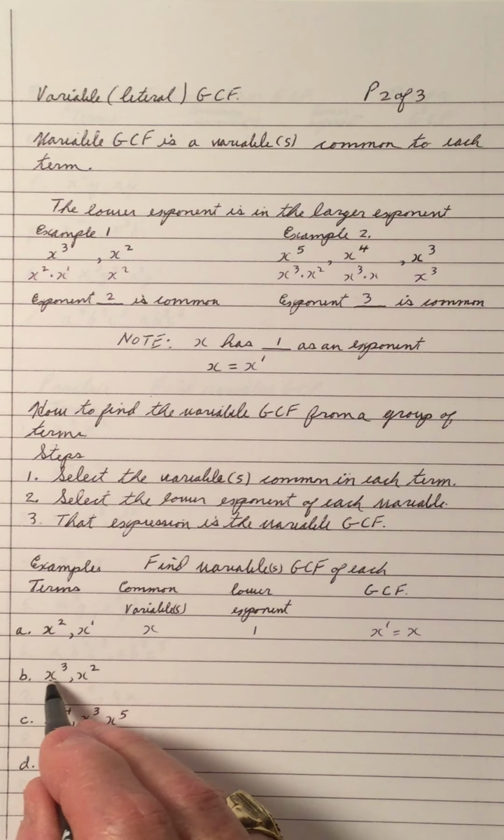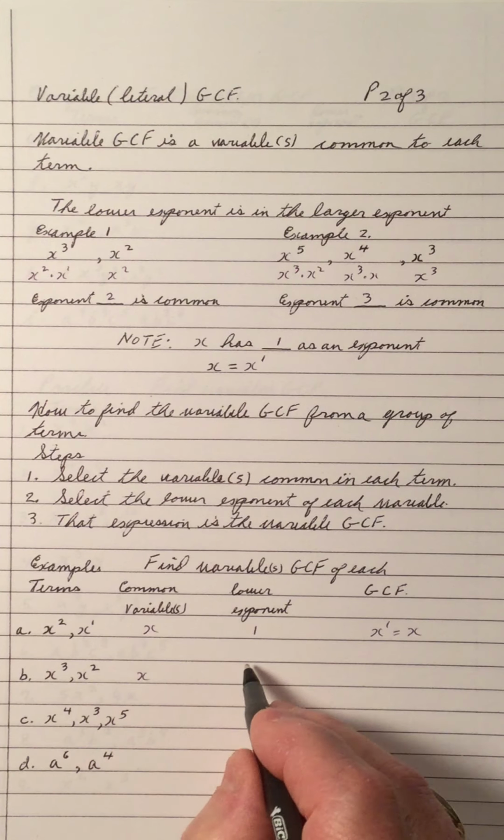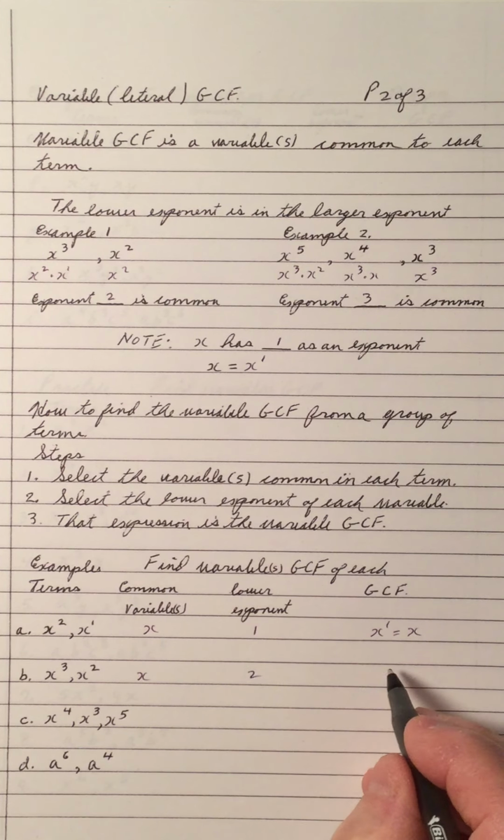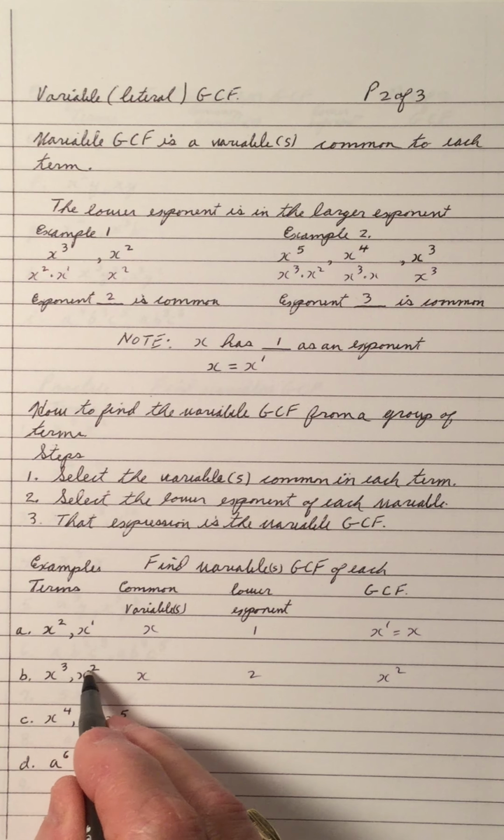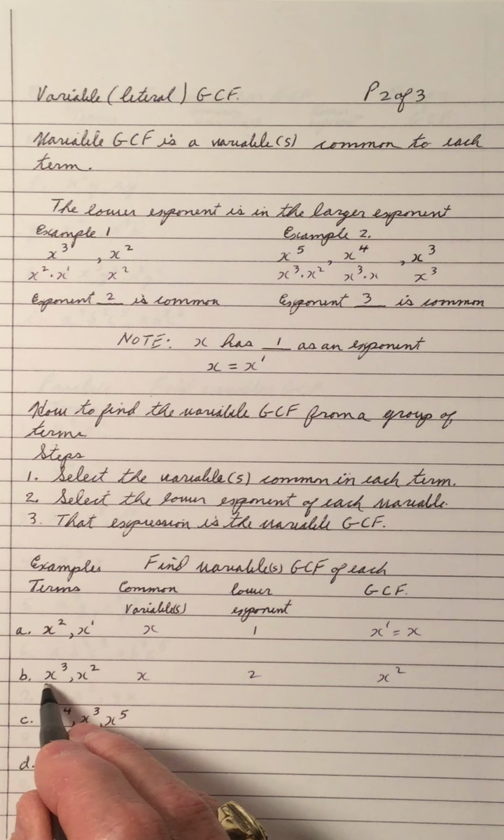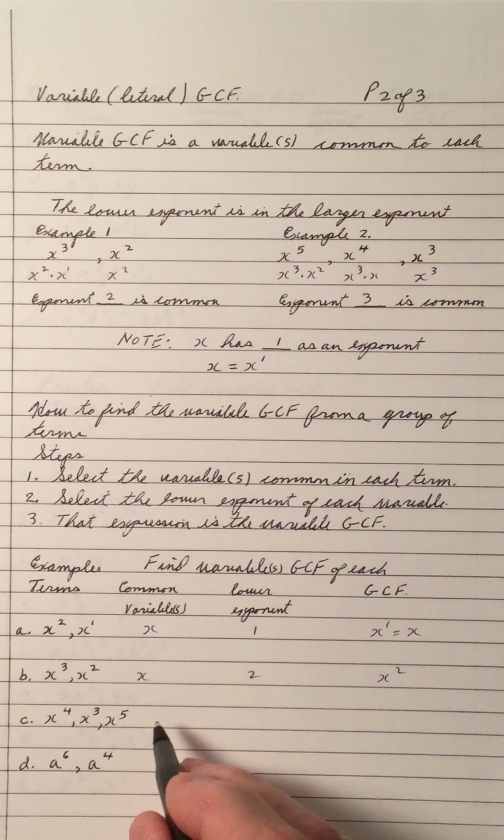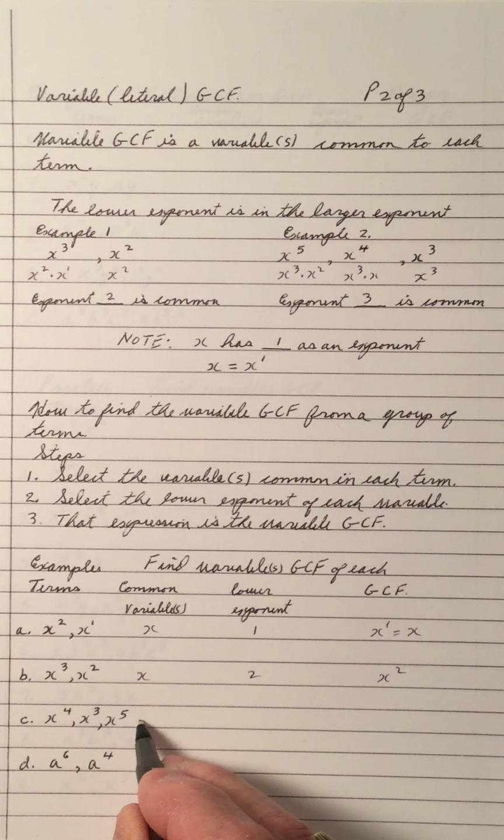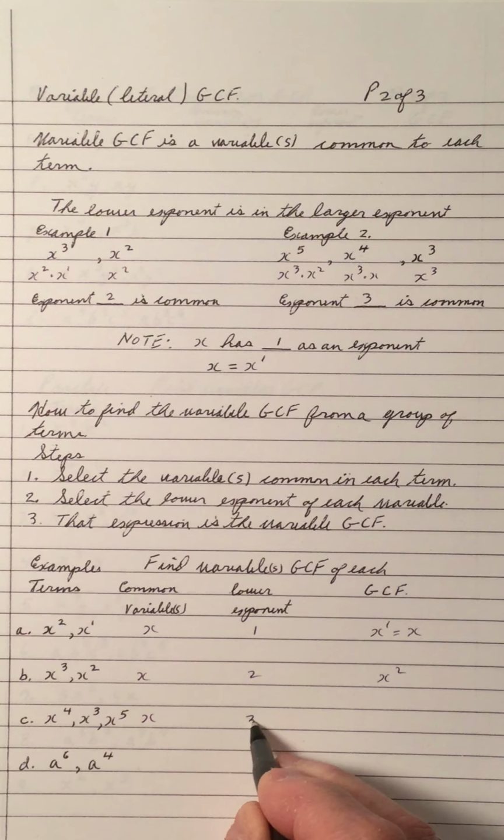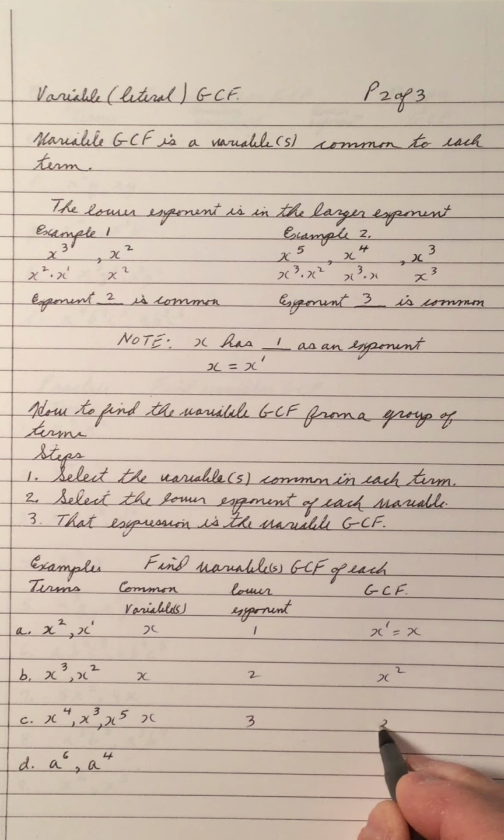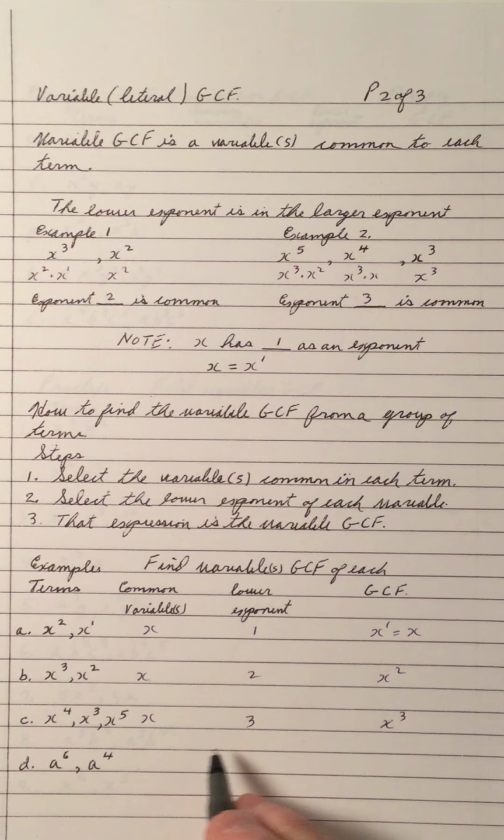The common variable in these two is x. The smaller exponent is 2. So the GCF is x squared. As you can see, x squared is in x cubed because it's x squared times x. And in this one, the common variable is x. And the smaller exponent of 4, 3, and 5 is a 3. So the GCF is x cubed.